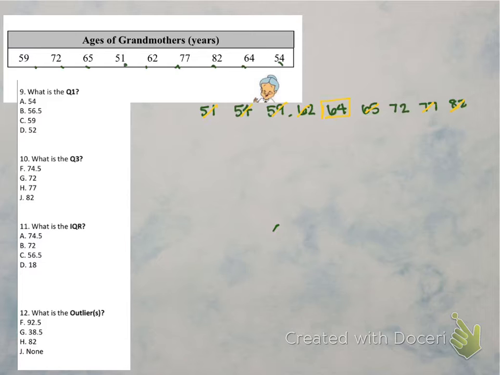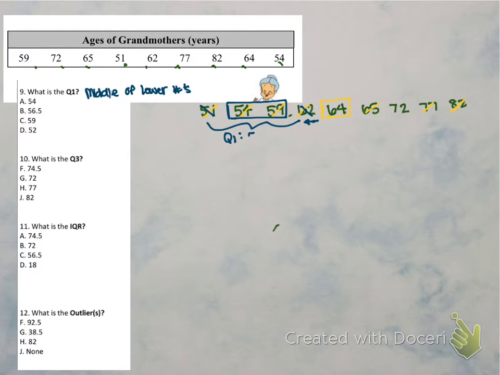Okay, so remember that Q1 is the middle of the lower numbers. So if this is our median, our middle numbers are right here. To find Q1, we would start with the numbers to the left of our median and go front to back, and notice there are two numbers in the middle for Q1. So for Q1, when we have two numbers in the middle, remember we have to find their mean.